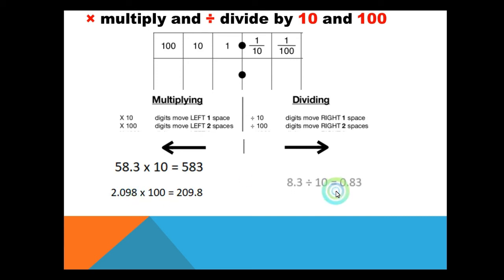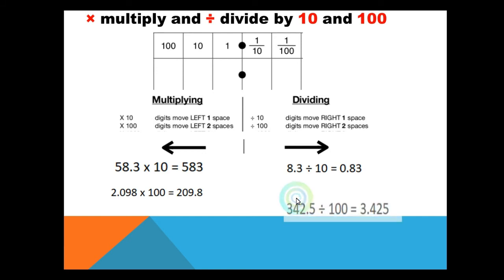Okay, let's go to division. 8.3 divided by 10. We're going to move it to the right, so you have 0.83. Now, what about 342.5 divided by 100? You move your digits 2 places, 1, 2. So you have 3.425.